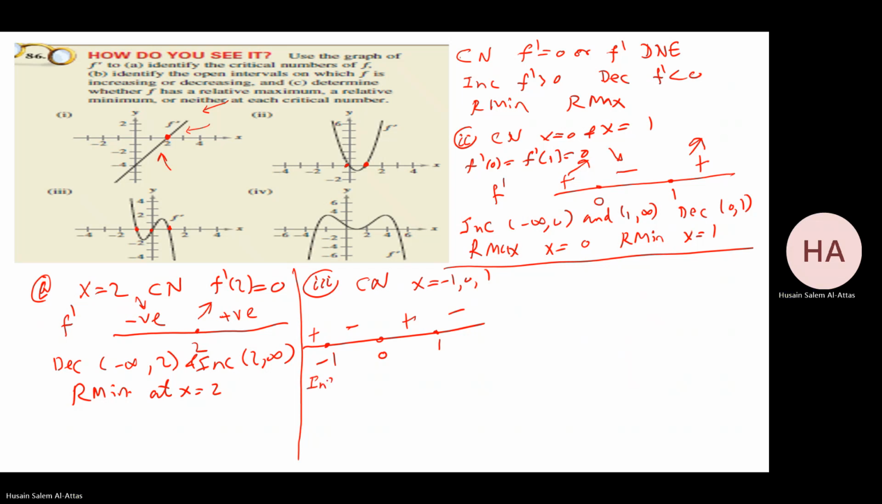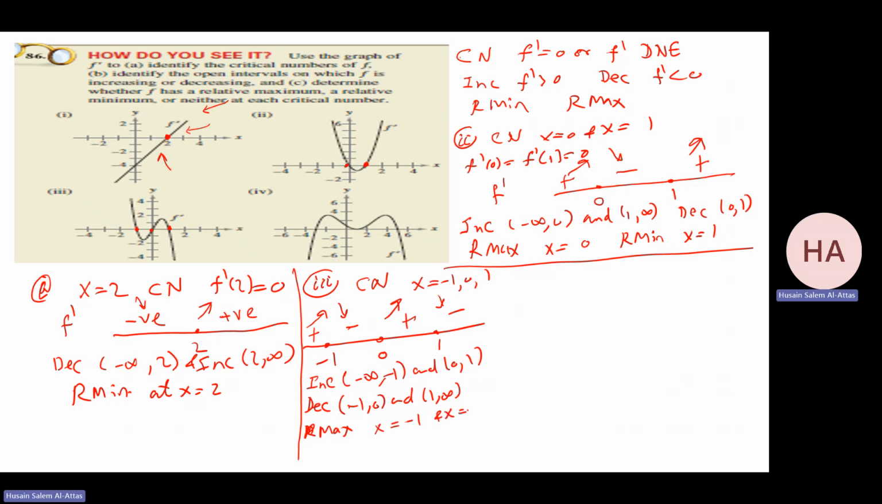Increasing from minus infinity to minus 1 and 0 to 1, decreasing from minus 1 to 0 and 1 to infinity. Increasing, decreasing, increasing, decreasing. Relative max at x equal minus 1 and x equal 1. Relative min at x equal 0.